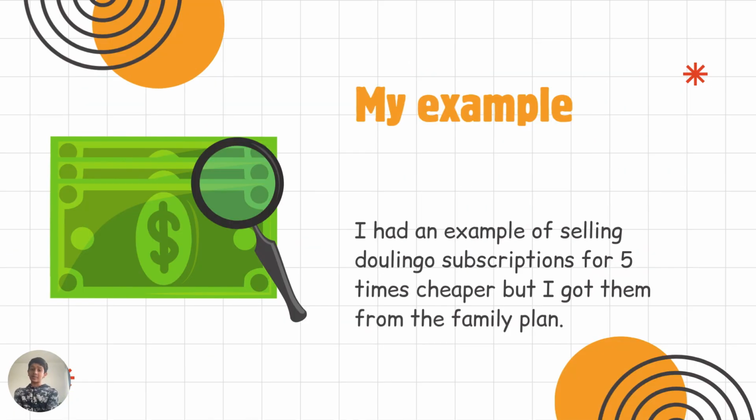So, my own example. I had an example of selling Duolingo subscriptions, Super Duolingo, for 5 times cheaper than they normally get. But I got the subscriptions from Family Plan.